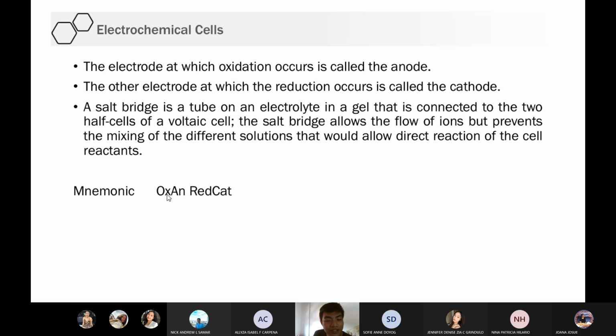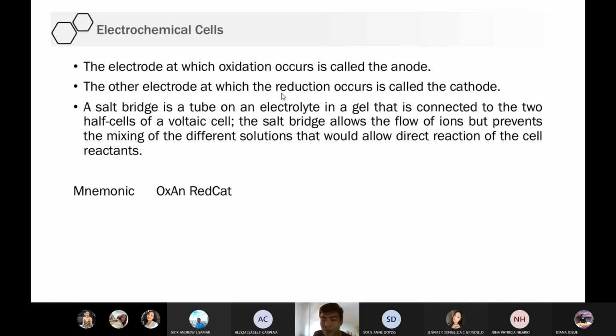Oxidation, anode, reduction, cathode. Okay? So, yun yung mnemonic natin dito. Oxan, red cad. Kung sino yung anode, doon nangyayari yung oxidation. Kung sino yung cathode, doon nangyayari yung reduction reaction.